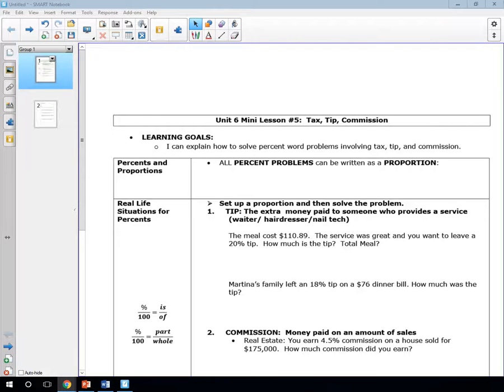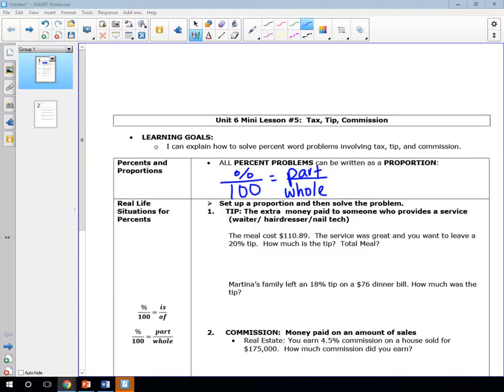Now, good news is that today's mini lesson is almost the exact same as we did just a few days ago. Discount and markup is very similar to tax, tip, and commission. And yet again, we're still going to use that same percent proportion. For all percent problems, remember percent is always going to go over 100. If we have 100% of something, we have a whole. And if we only have a certain percent, that would be a part. So percent over 100 equals part over whole. For all of these problems, we're going to continue to use that.